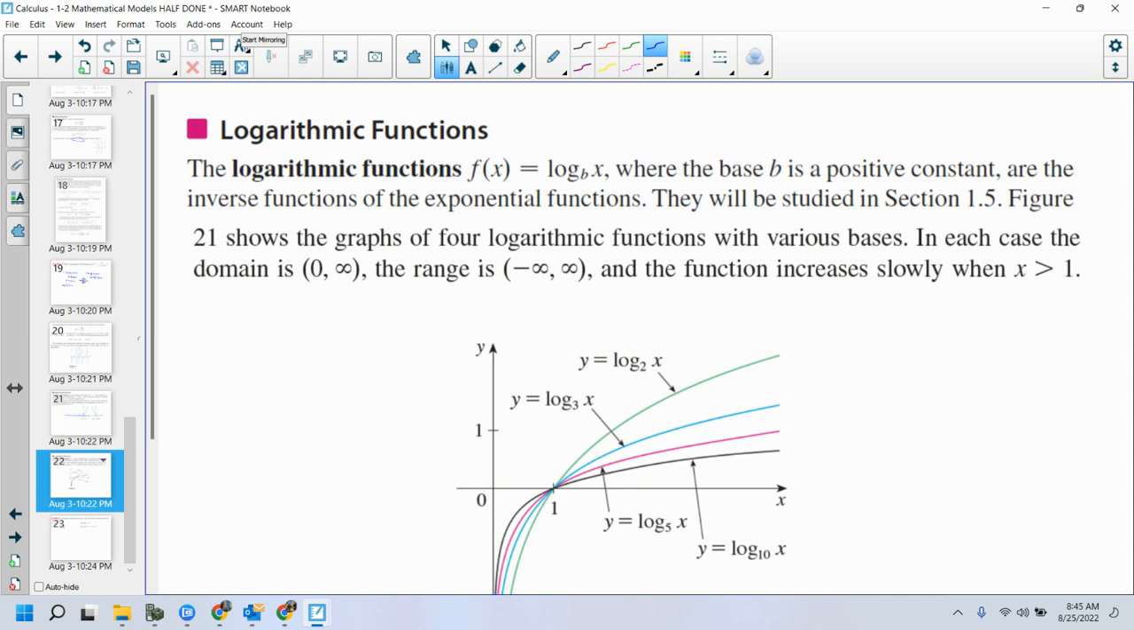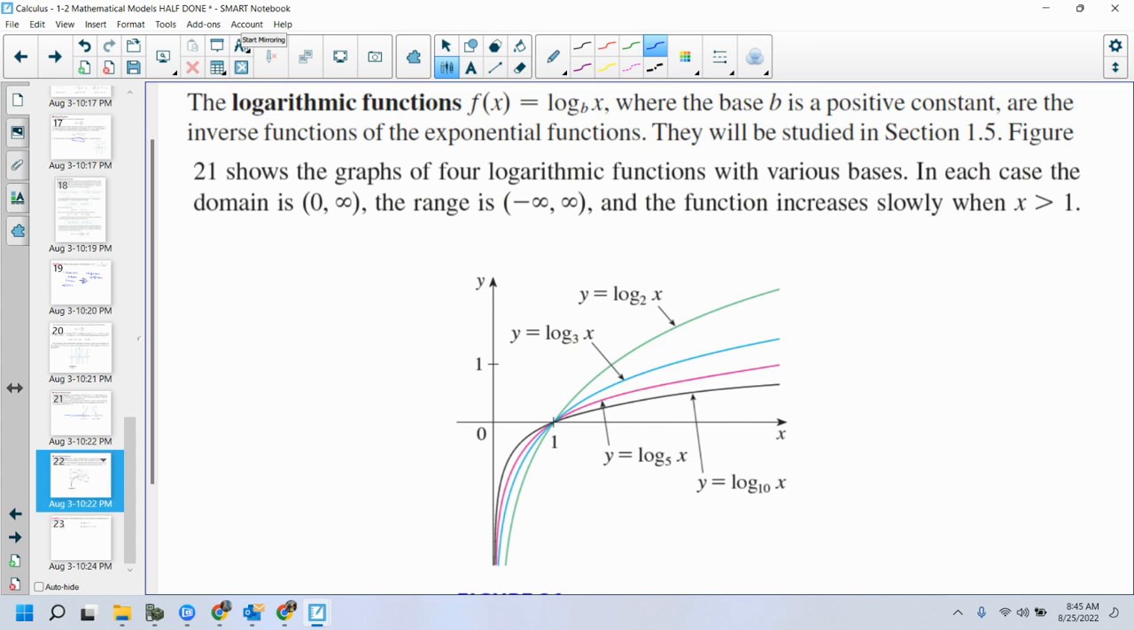This shows the graphs of 4 logarithm functions with various bases. It's really interesting to see what happens if you change the base. Take a look and see what happens as you change the base. So here, this most vertically stretched out one is log base 2 of x. As I increase the base of the log, it gets shallower and shallower and gets closer to the x-axis.